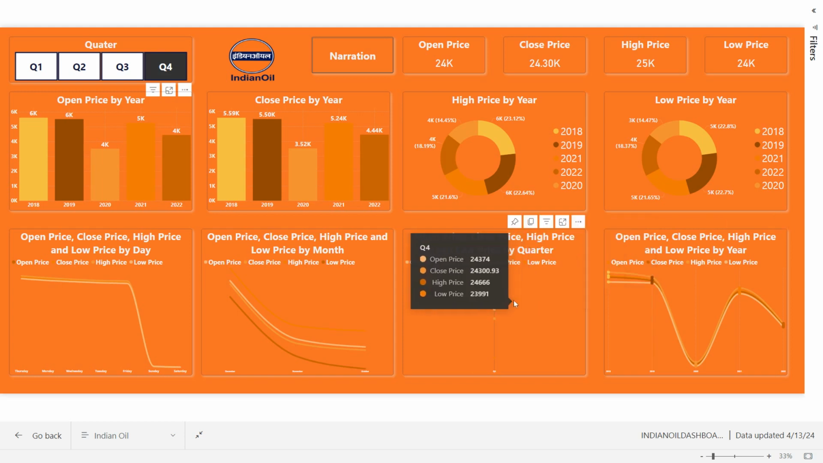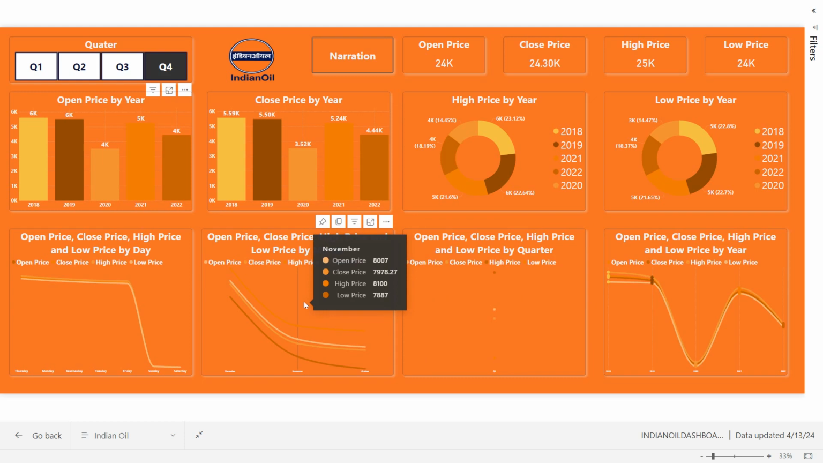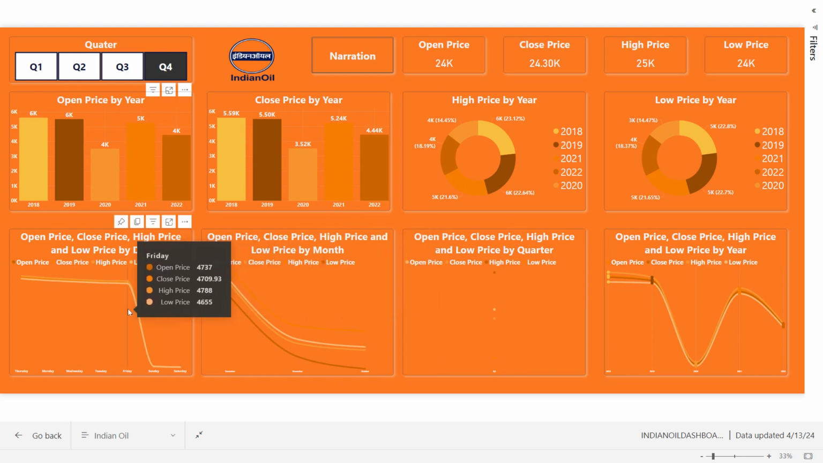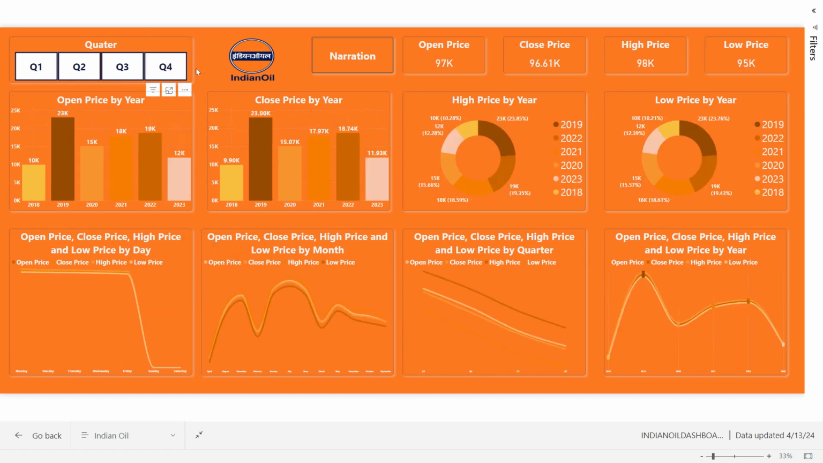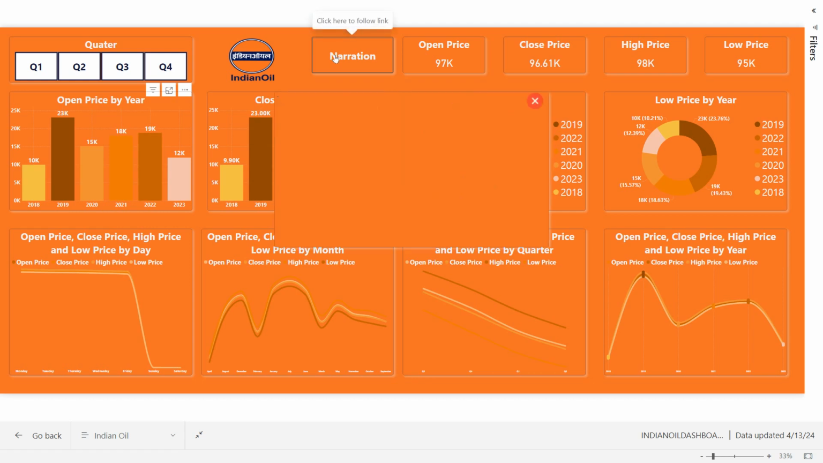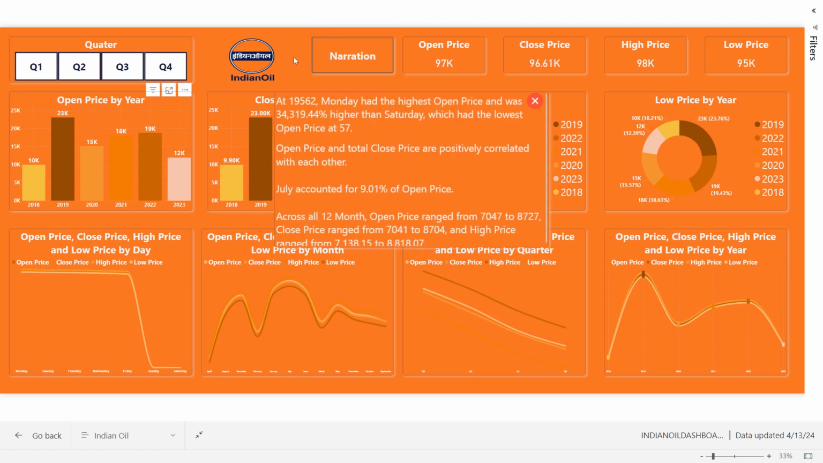You can see for quarter, the open price, close price, high price and low price by month. Here for days, and then narration. You can see the narration at 19,562. Monday had the highest open price and was 34,319, 44% higher than Saturday, which had the lowest open price at 57. Open price and total close price are positively correlated with each other.